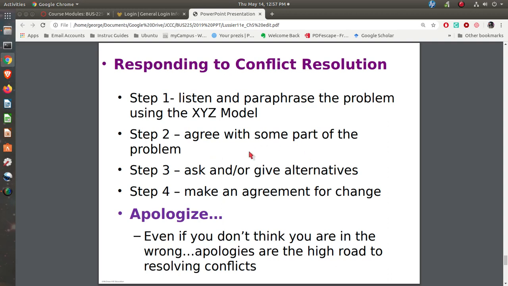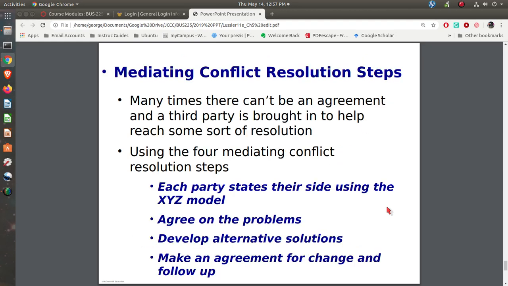If you have some sort of conflict resolution, you're trying to work this through: listen and paraphrase. Use that XYZ model. Agree with some part of the problem. There are things that you can agree on, so find something that you can agree with. Start looking at alternatives and make an agreement for change. And sometimes we do need to apologize. Now, it doesn't mean that you say that you're actually wrong. Maybe you're sorry that the other person is upset about this. Finding something to apologize for, something you agree with, is going to be important.